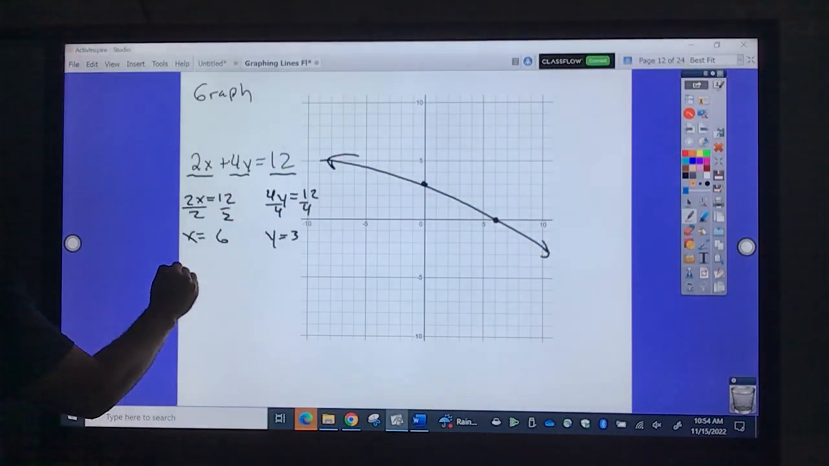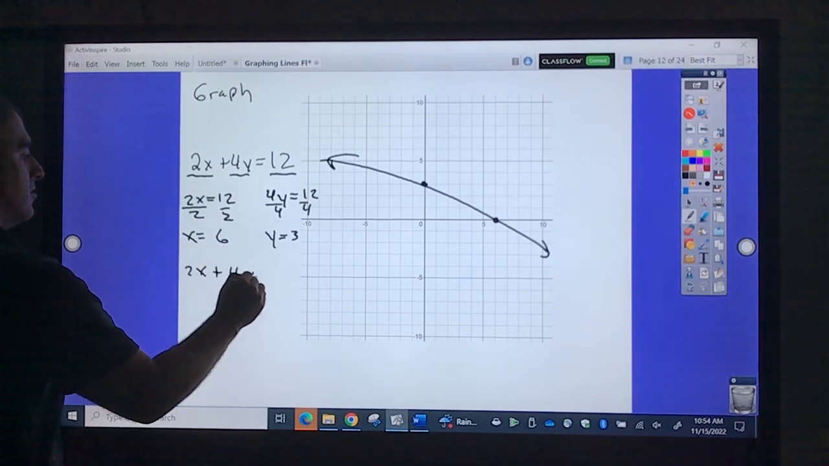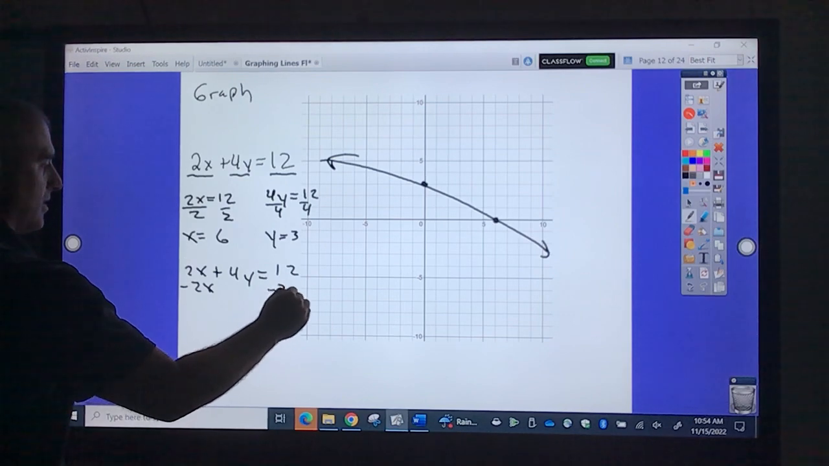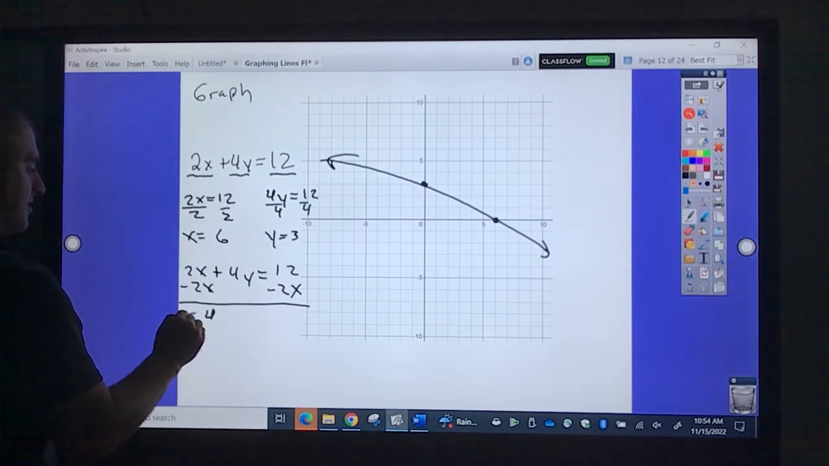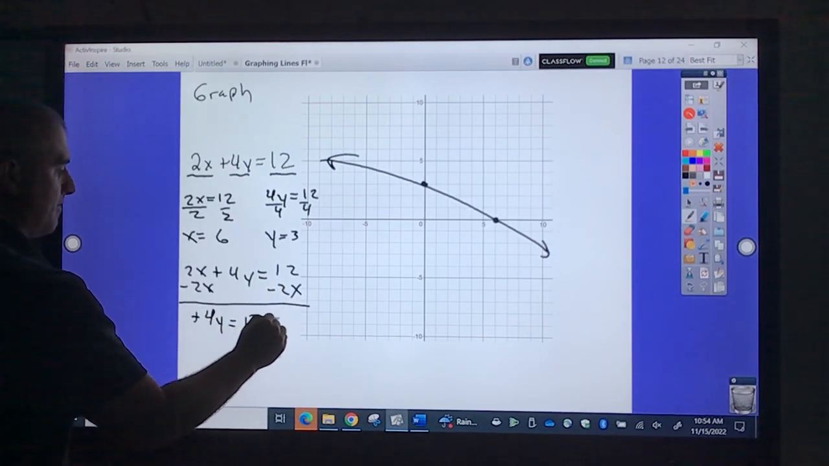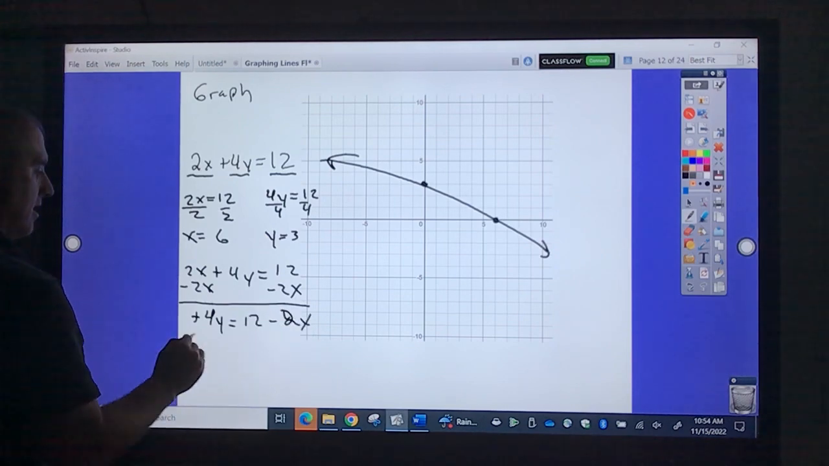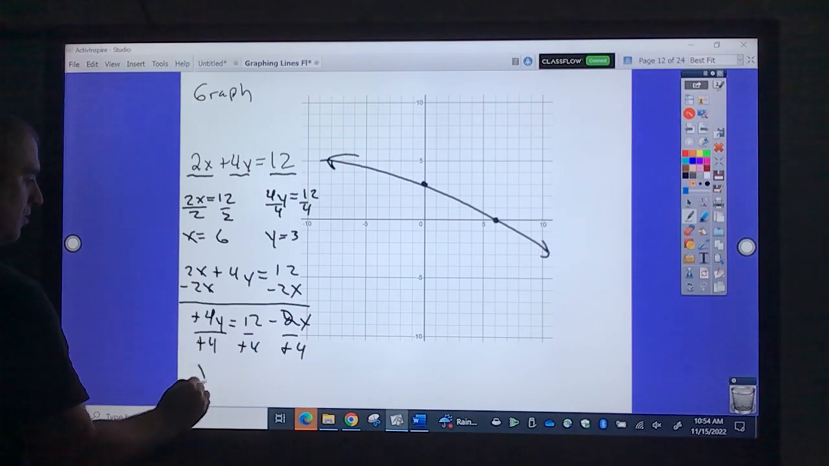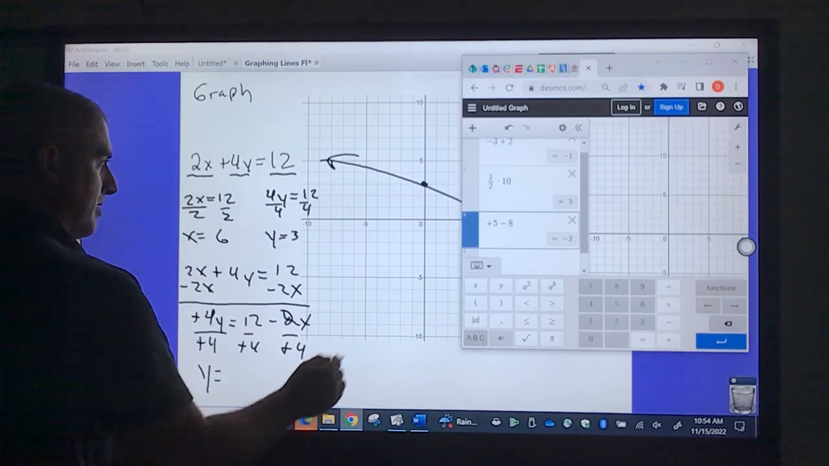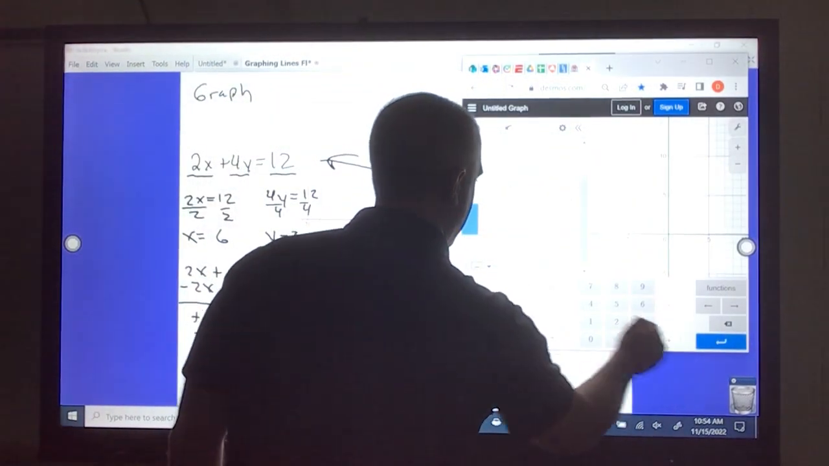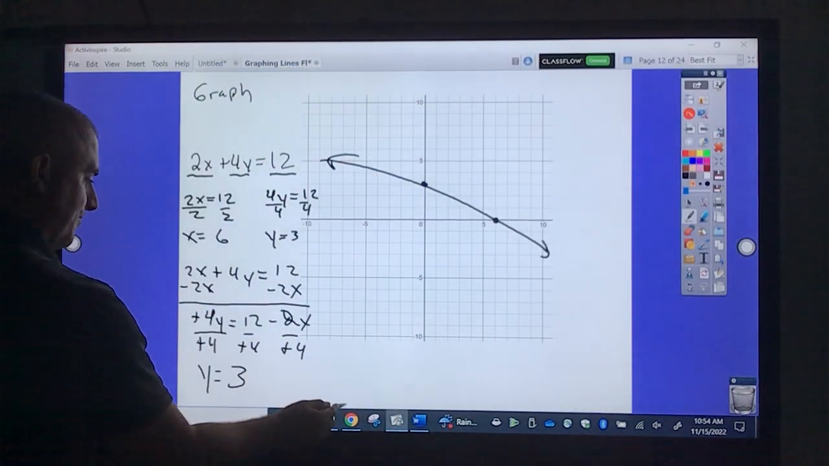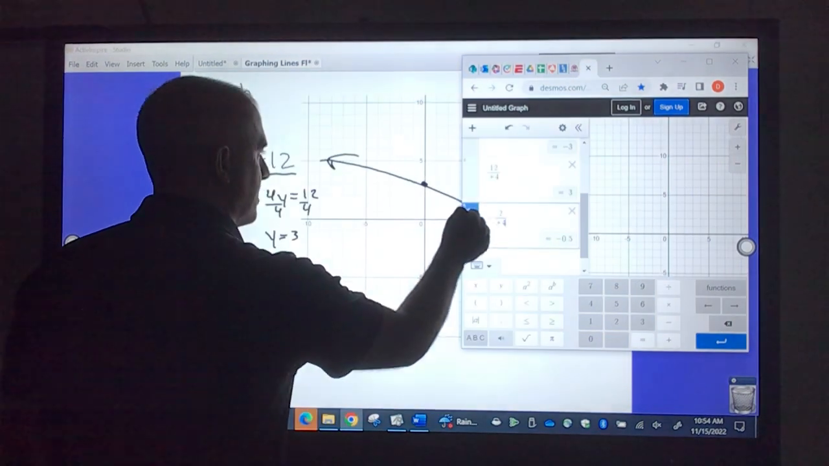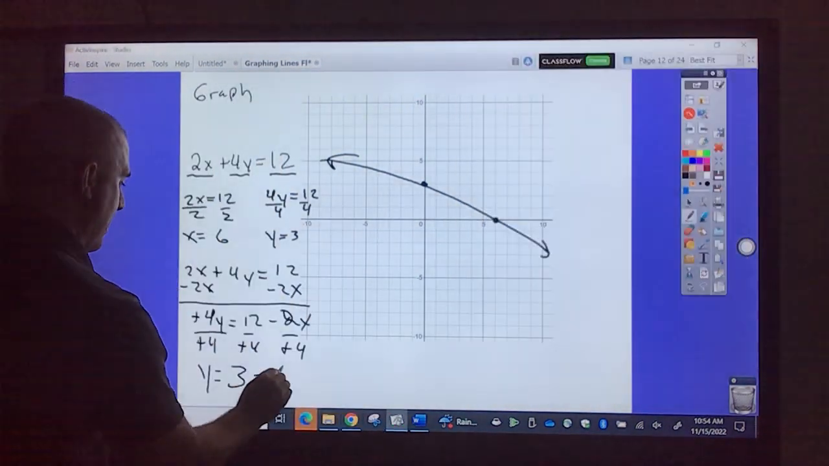Now, another thing you could do is get it y equals. Subtract 2x from both sides. So that's 4y equals 12 minus 2x. Divide by 4. We did this in the last unit and the unit before. So y equals, I use Desmos, 12 divided by 4, I get 3. -2 divided by 4 as a decimal would be -1/2.